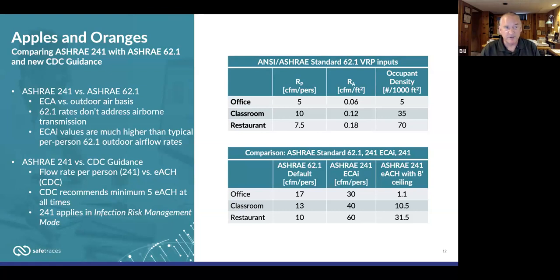The first thing we should say is there's not an incompatibility between 62.1 and 241. They're actually complementary. 62.1 for non-residential buildings is a prerequisite for 241. 241 has an ECA basis, 62.1 has an outdoor air basis, and the rates don't address infection transmission. And as you might expect, the ECAI values are much higher on a per person basis than what you get from the odor and building generated contaminants values in 62.1.